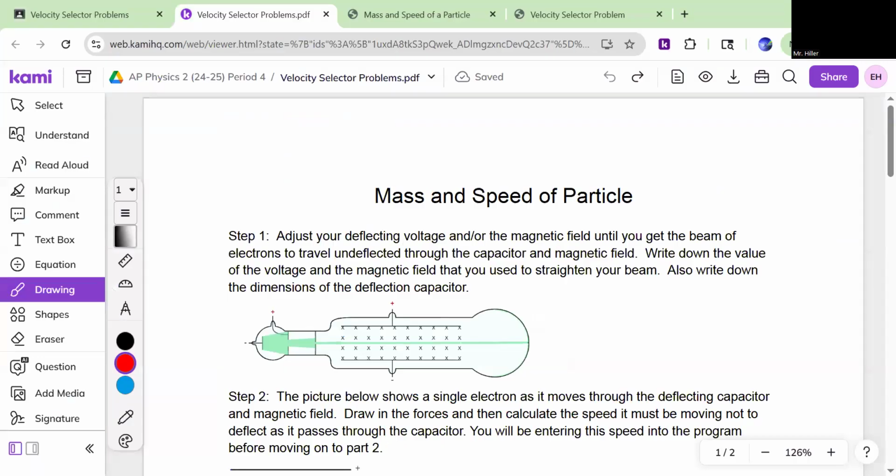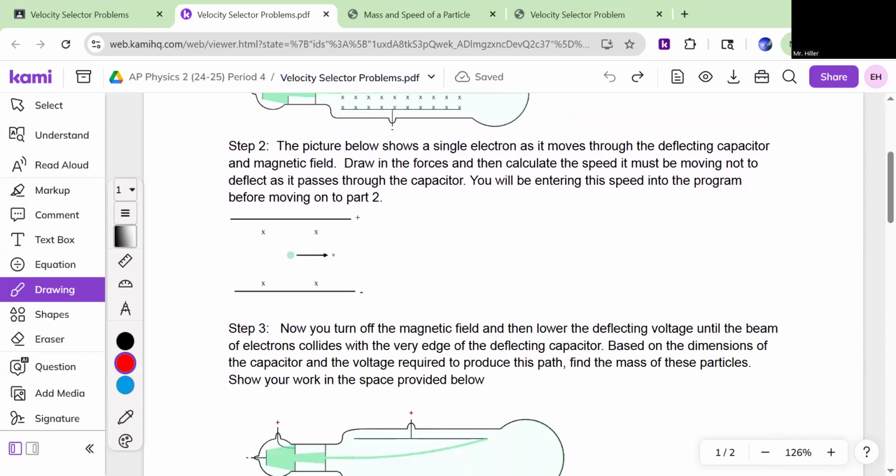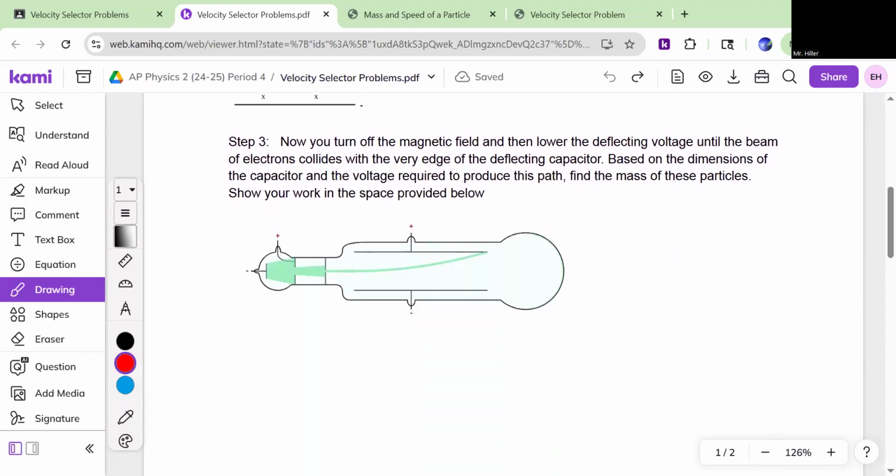The first question is called mass and speed of a particle. Well, we're going to find the velocity first, and once we find the velocity, we're going to focus on finding the mass of an electron, okay, for this beam of electrons that's going.